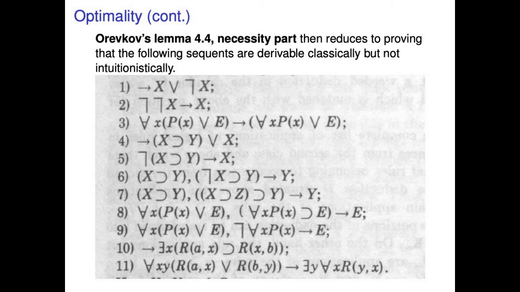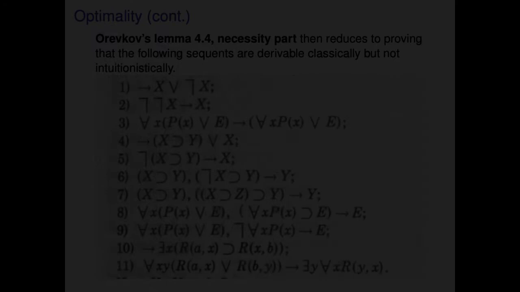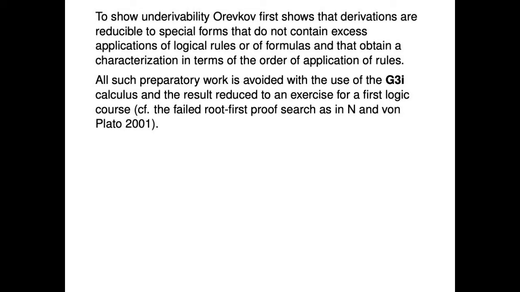And so in the end, one has to prove that, as counterexamples, sequents of this form are not derivable intuitionistically. Again, to show this result, the calculus G3 gives a very easy way to show underivability just by failed proof search. They are just exercises in proof search in this calculus. Okay, and instead, in our earlier proof approach, the underivability is quite laborious. With the calculus G3I, instead, it's just a simple exercise.